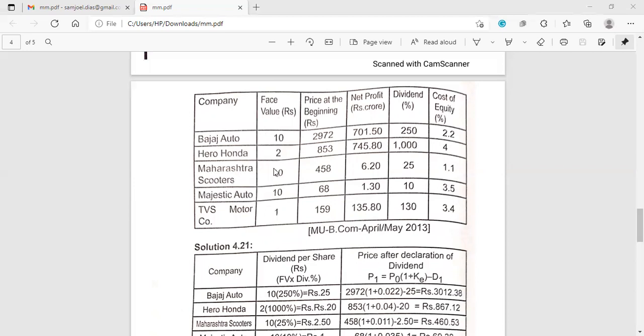Maharashtra Scooters face value is rupees 10. Beginning value P0 would be 458. Net profit is 6.20. Dividend at 25%. Cost of equity is 1.1. Majestic Auto face value rupees 10. Price at the beginning 68. Net profit 1.30 crores. Dividend 10% and cost of equity is 3.5%. TVS Motor Company face value is rupees 1. Price at the beginning 159 rupees. Net profit 135.80 crores. Dividend 130% and cost of equity is 3.4.